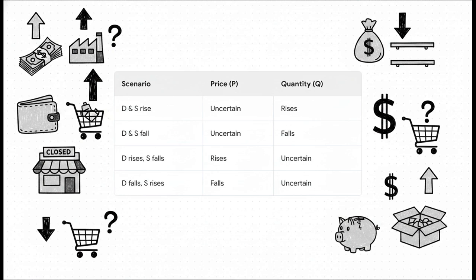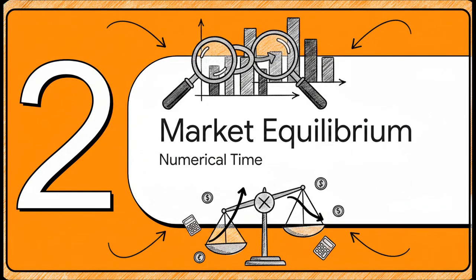For example, think about your local farmer's market. If suddenly everyone wants organic strawberries, so demand rises, and a massive harvest floods the market with them, meaning supply also rises, we know for a fact the total quantity sold is going to skyrocket. But the price? Honestly, that's totally uncertain. It completely depends on which surge was stronger. One force is always pulling against the other. Let's keep moving and zoom in a bit.